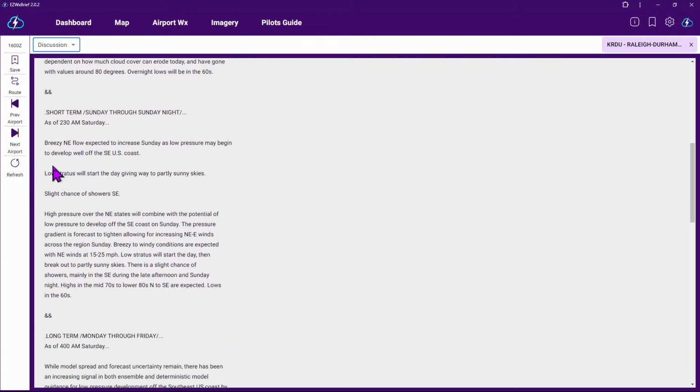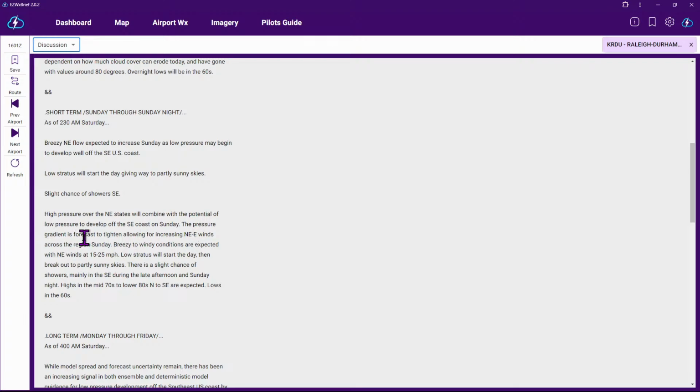But later on in the short term, you see here low stratus will start the day, which we saw, and that will give way to partly sunny skies. We saw that as well. High pressure over the northeast will combine with the potential of a low pressure to develop off the southeast coast on Sunday. That's that low pressure that we were looking at here on the prog charts.